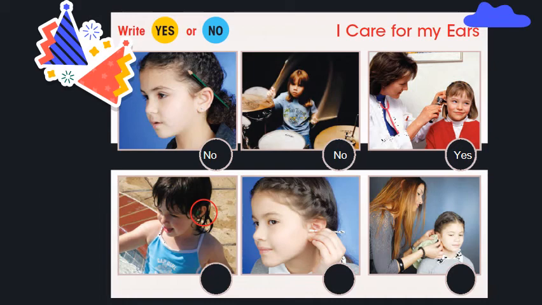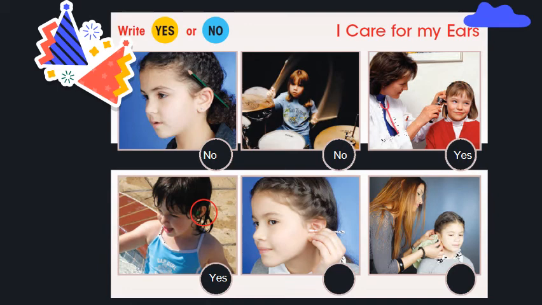Now here, what can you see? We can see the girl putting on earwax while swimming. Is this a good behavior? Yes, it is, because this wax protects the ears while swimming. Okay, and the water in the swimming pool cannot enter into our ears and make us sick. So this is a good behavior.